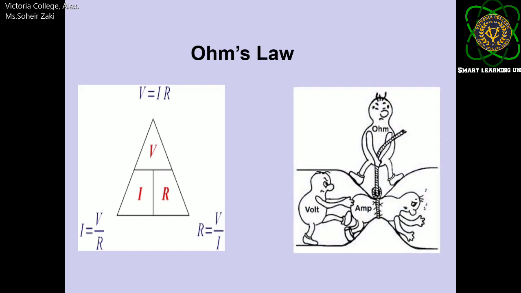This figure gives an idea about how Ohm's law works. It represents the resistance as a man who wants to stop the flow of electric current, which is the ampere, and the potential difference, which is represented by the man called volt, pushes the electric current from one terminal to the other.